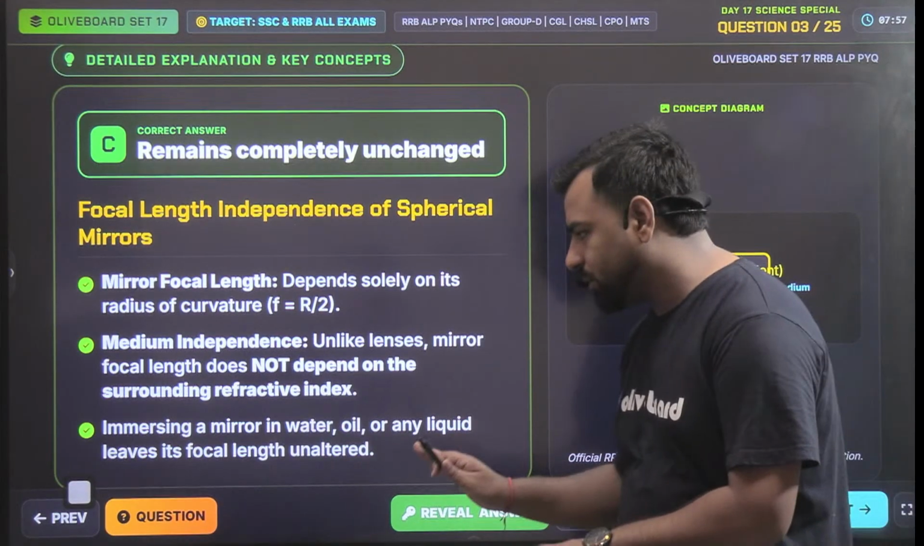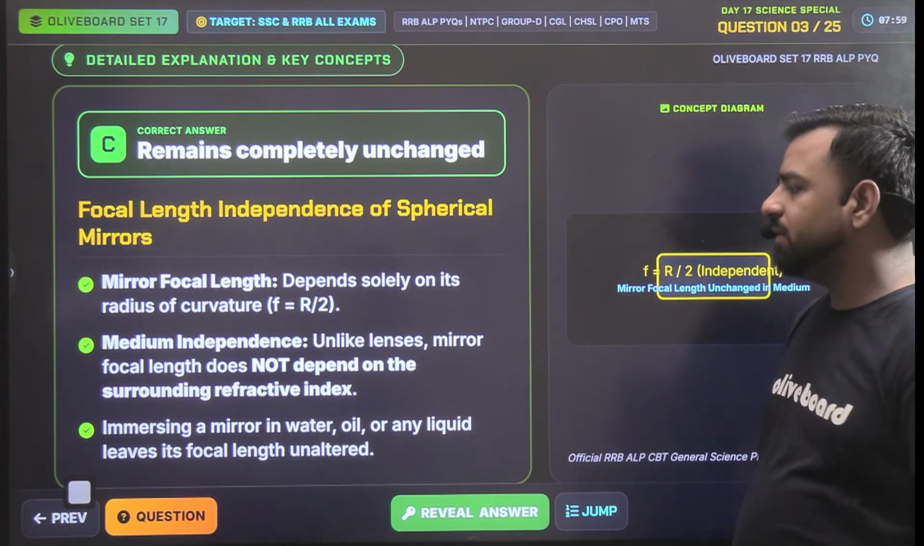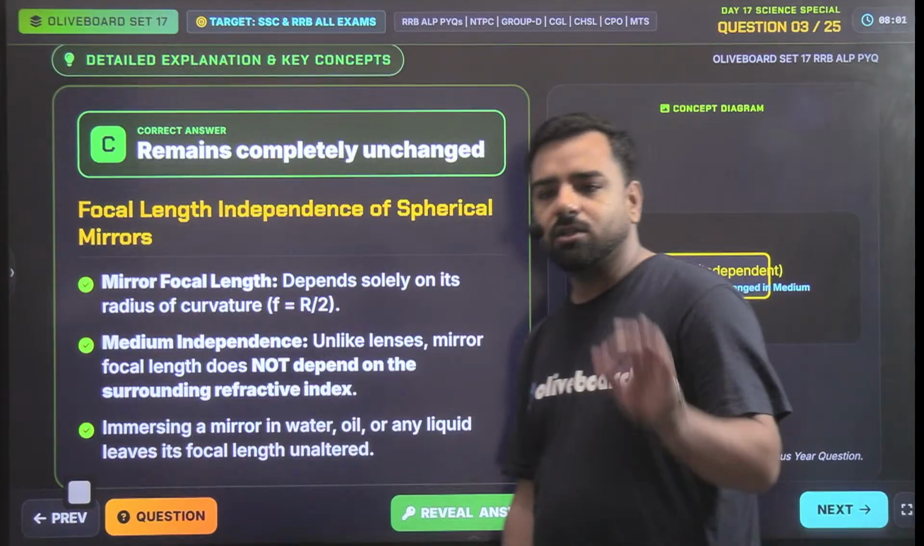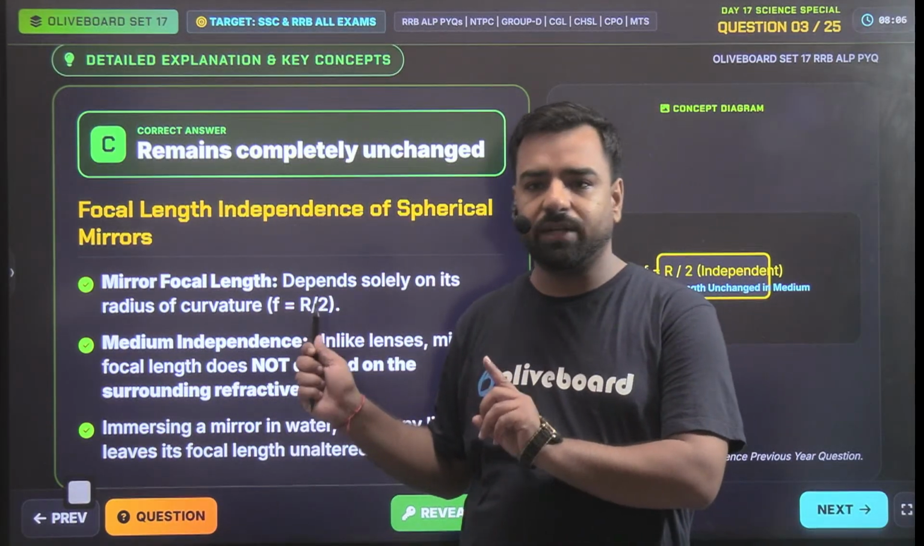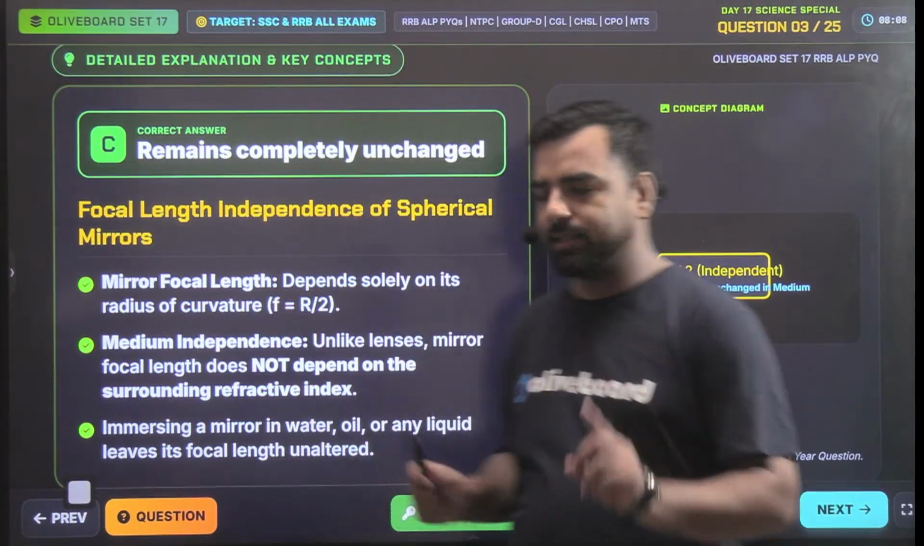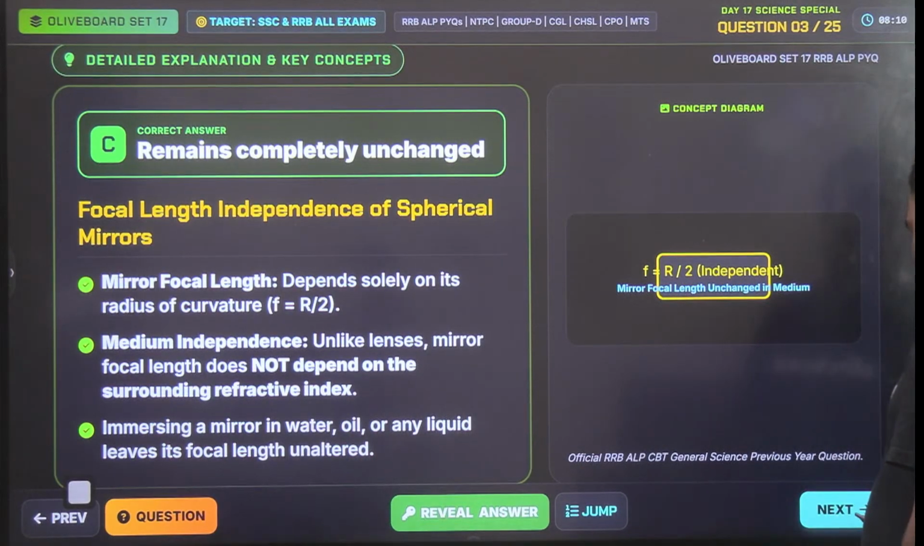So immersing in the water, oil, or any liquid leaves its focal length unaltered. So focal length will remain the same. Please remember this is the case of mirror, right? So that's not about lens. Okay.